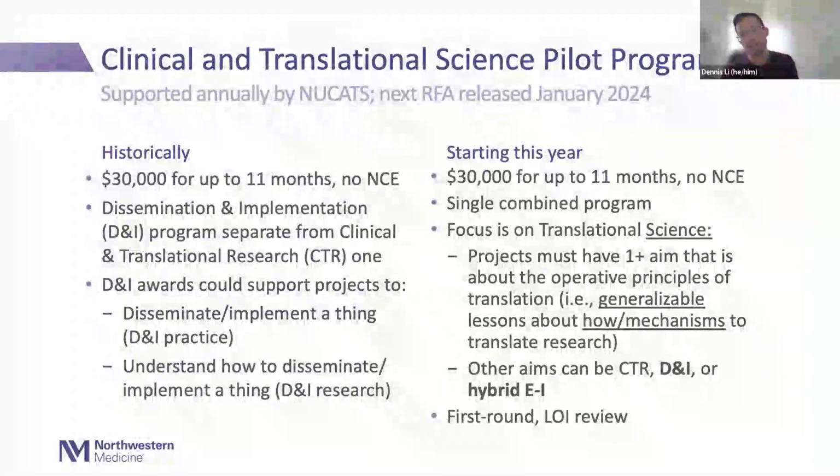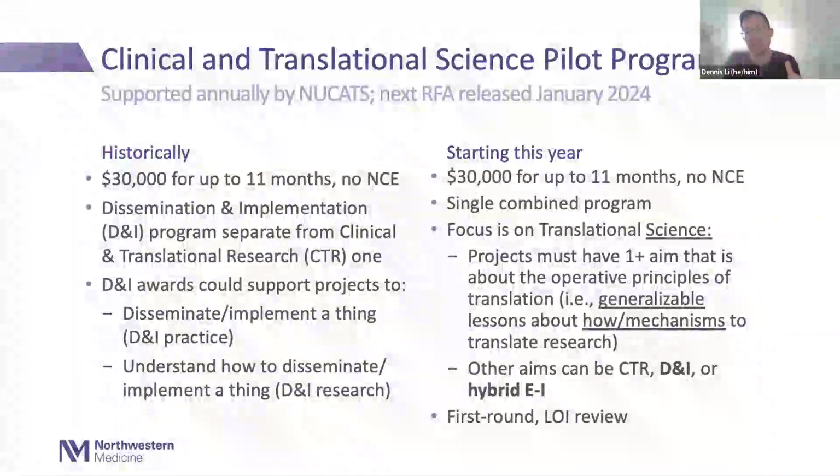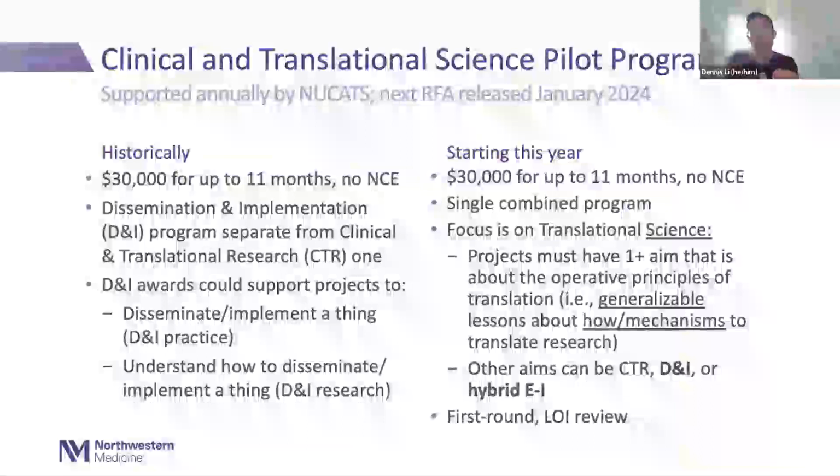So all applications must have at least one aim that focuses on generalizable principles and mechanisms of how to translate research. So it's no longer enough to say, I have this great finding, I'm going to move it from bench to practice or move it from practice to community. You have to somehow state how that will contribute to generalizable knowledge around translation. Very similar to what Renata just said about the study section at NIH. And then you can do that translational science in the context of your D&I project, your clinical and translational research project, or a hybrid project.